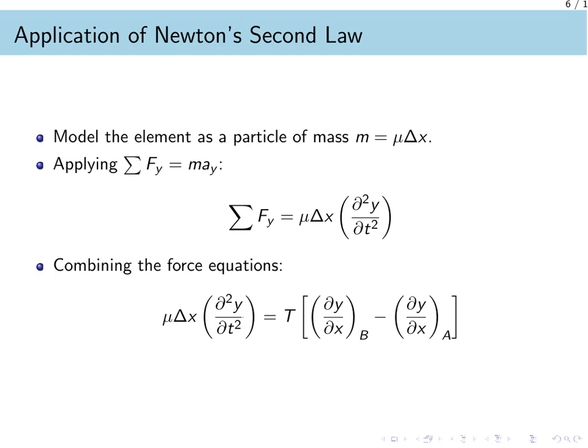By setting our two expressions for the net vertical force equal to each other, we find that the linear mass density times the change in x multiplied by the second partial derivative of y with respect to time equals the tension multiplied by the difference in the slopes at points B and A.